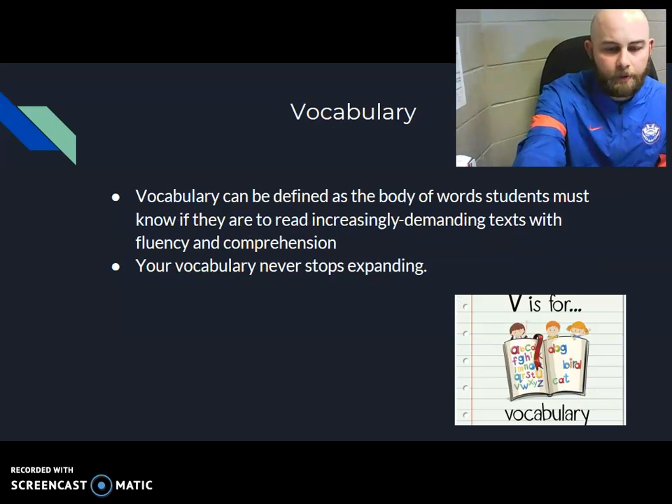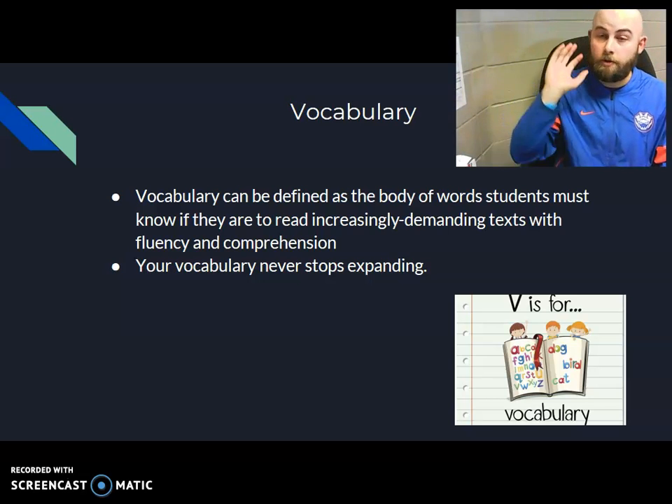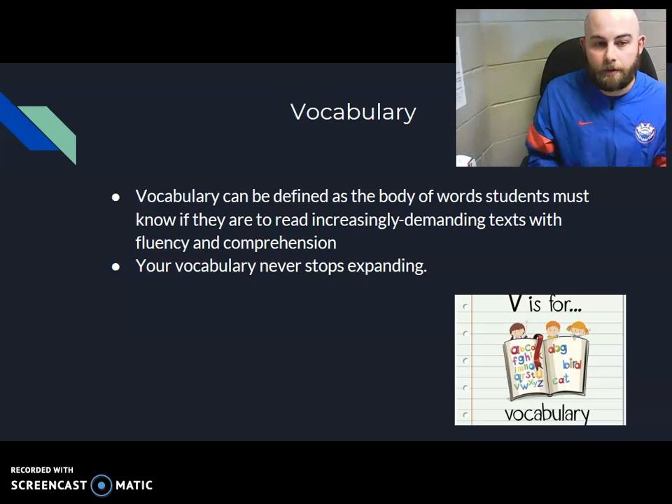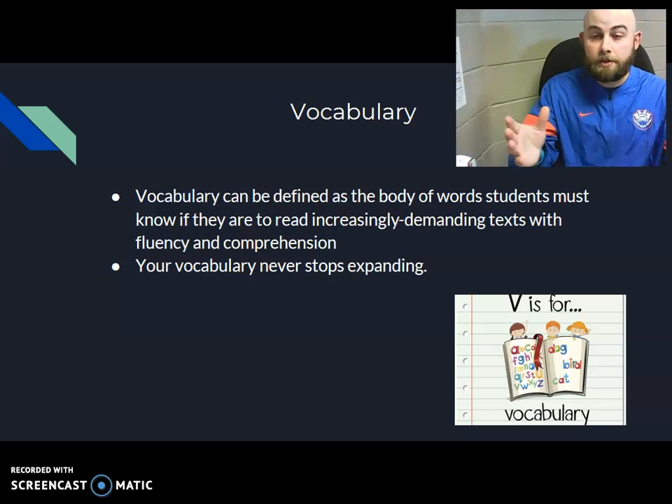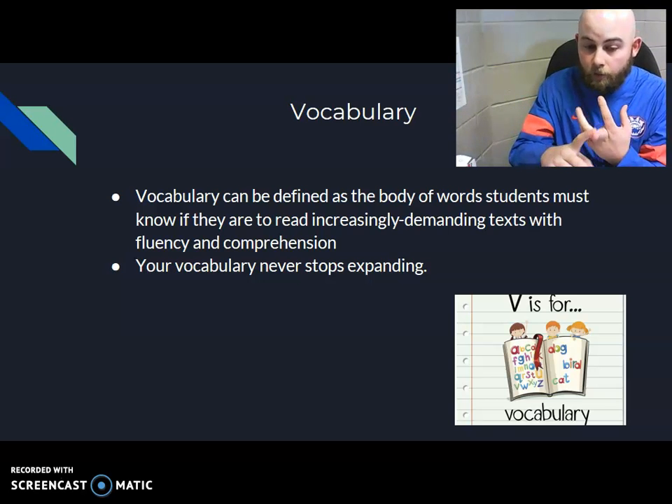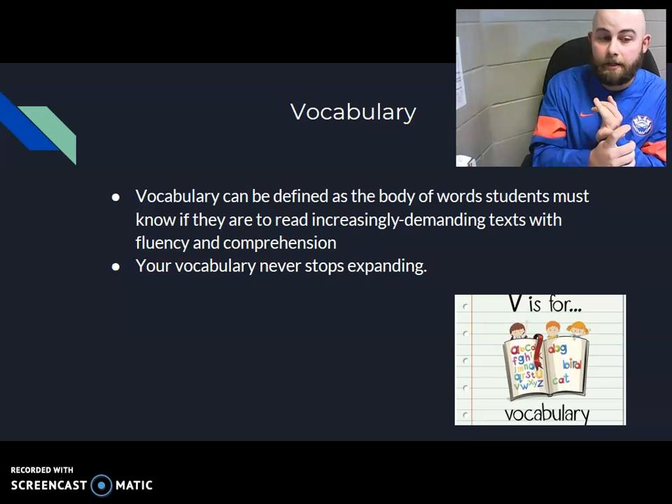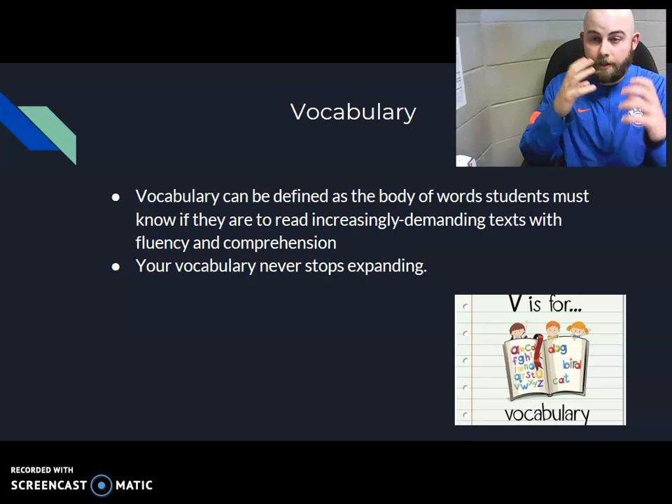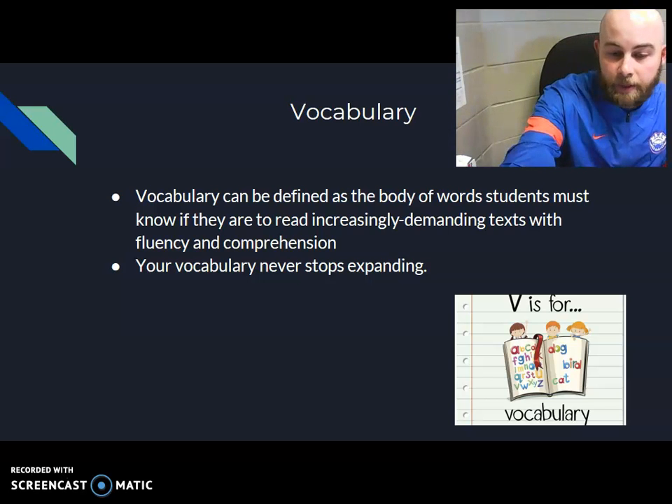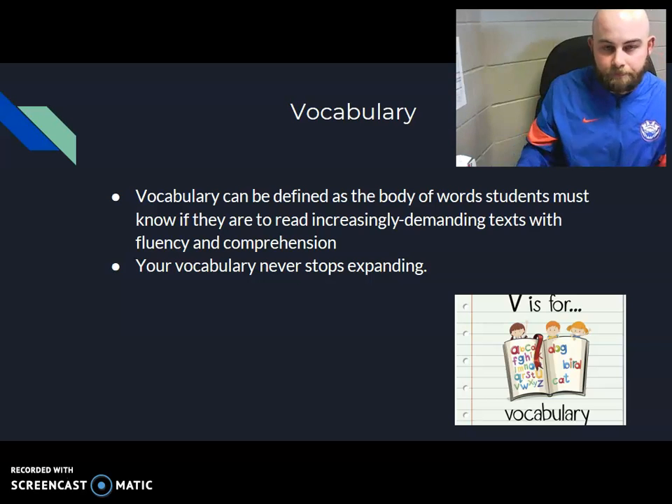The next one would be vocabulary. Vocabulary is just the body of words that students have to know to read the text that you're giving them, to understand those words that they're being given. And so in every subject, you have vocabulary. A student's going to have vocabulary in math. They're going to have vocabulary in reading, in science, and in social studies. So they have to be able to expand that vocabulary and learn these new words to be able to understand what the teacher is trying to get across to them.